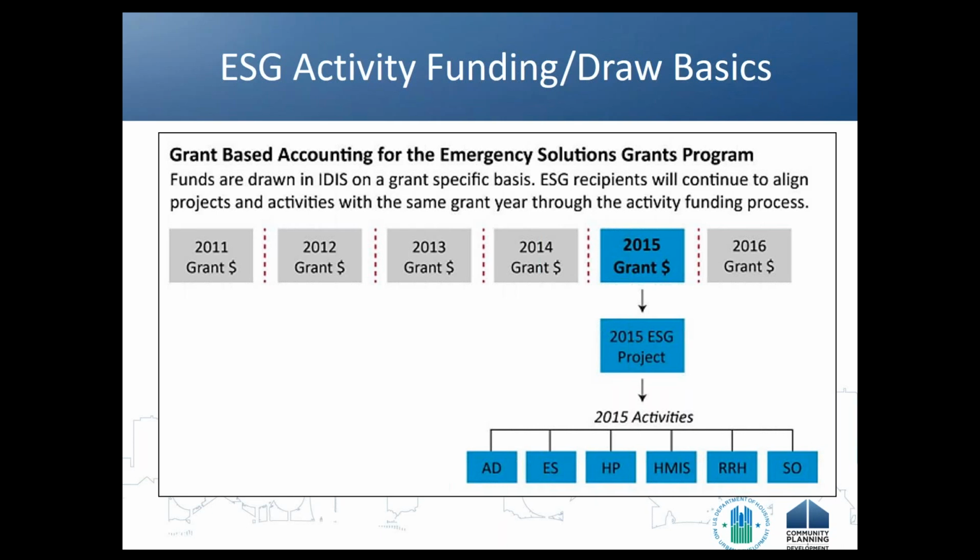Recipients must not reprogram one federal fiscal year's funds to an activity set up under a different federal fiscal year. For example, federal fiscal year 2015 funds must not be reprogrammed to activities set up under the 2014 or 2016 projects. ESG recipients are required to only fund their activities with the grant year of funding that correlates to their program year. For additional clarification, please review the ESG grant-based accounting materials on the HUD Exchange. The link is provided on the last slide of this presentation.